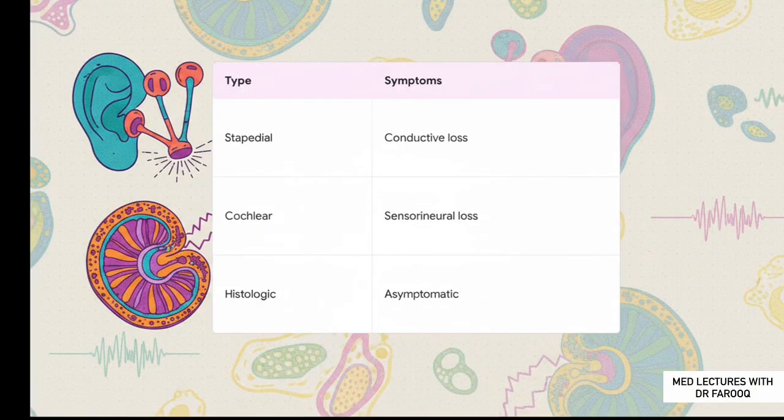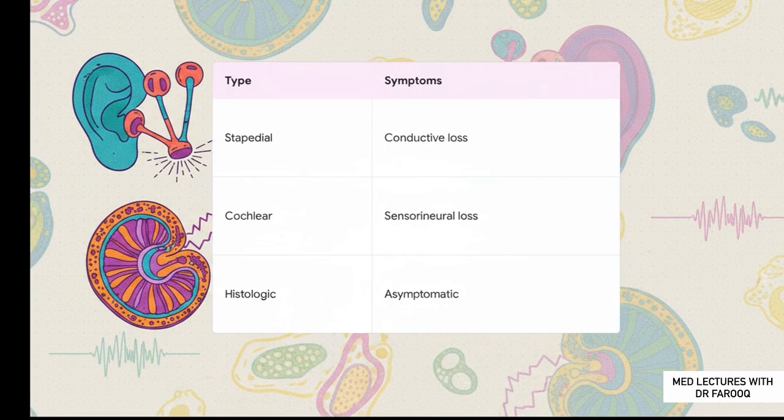Let's transition to Section 3, pathology and types, specifically stapedial, cochlear, and histologic. We categorize this disease into 3 really distinct types. First up is stapedial otosclerosis. This is by far the most common type. It involves the stapes footplate, causes that stapes fixation we talked about, and leaves the patient with a purely conductive deafness. Second is cochlear otosclerosis. Here, the spongy bone goes rogue and involves the round window or the deeper otic capsule. This messes with the inner ear mechanics directly, causing sensory neural hearing loss.